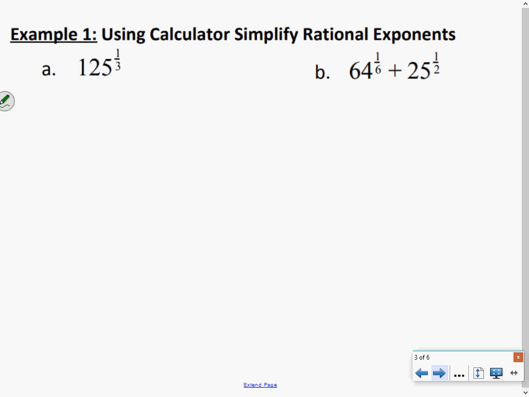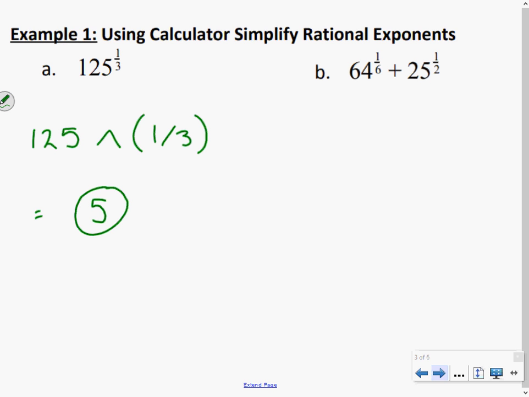So the first thing we want to do is see if we can actually simplify these expressions using our calculator, like see if we can actually calculate this base raised to this power. So the way that you would type this into your calculator would be 125, and then you're going to use that caret key, and then parentheses, and then you're just going to do 1 divided by 3. So if you do that calculation, you're going to see that really this just gives us the number 5.